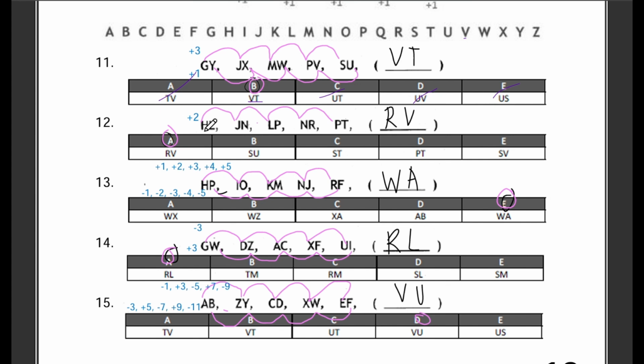Explanation time. Each first letter increases by 2 places. H to J, J to L, L to N, N to P, so P plus 2 is R. Each second letter also increases by 2. L to N, N to P, P to R, R to T, so T plus 2 is V. RV is only in option A.